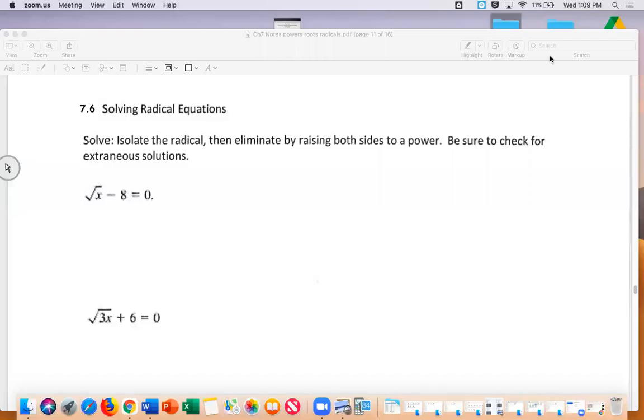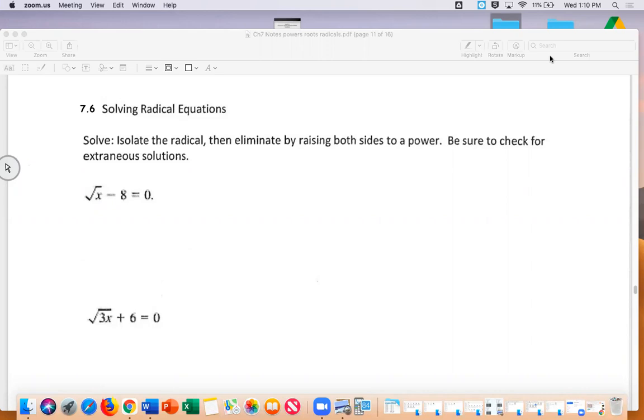All right, so this is 7-6, solving radical equations. Owen, I know it says 4-6 in your notes. It was like a typo, so my bad, just make it 7-6, okay? Or 7-5, I forget what it is. But either way, it's solving radical equations.